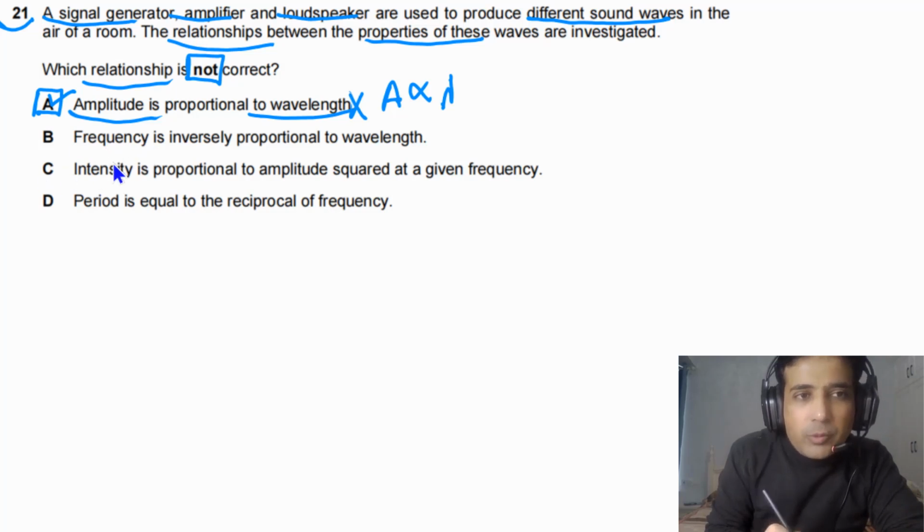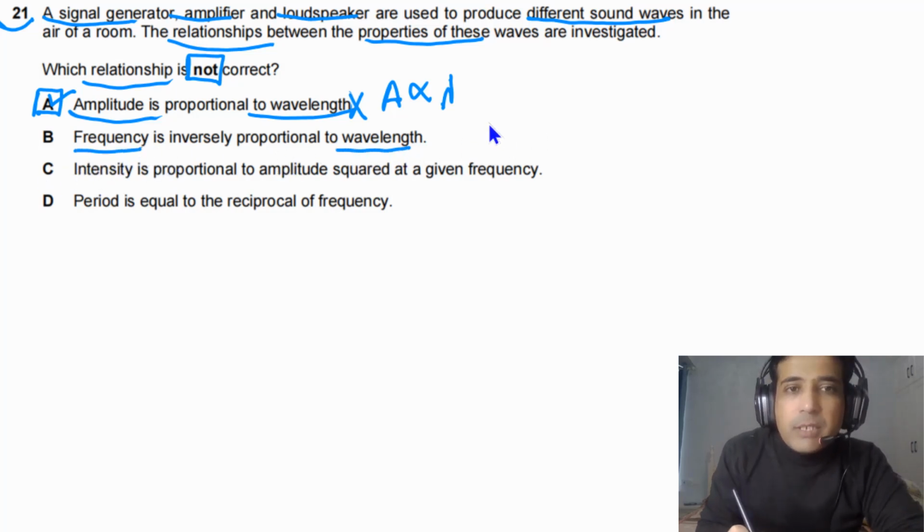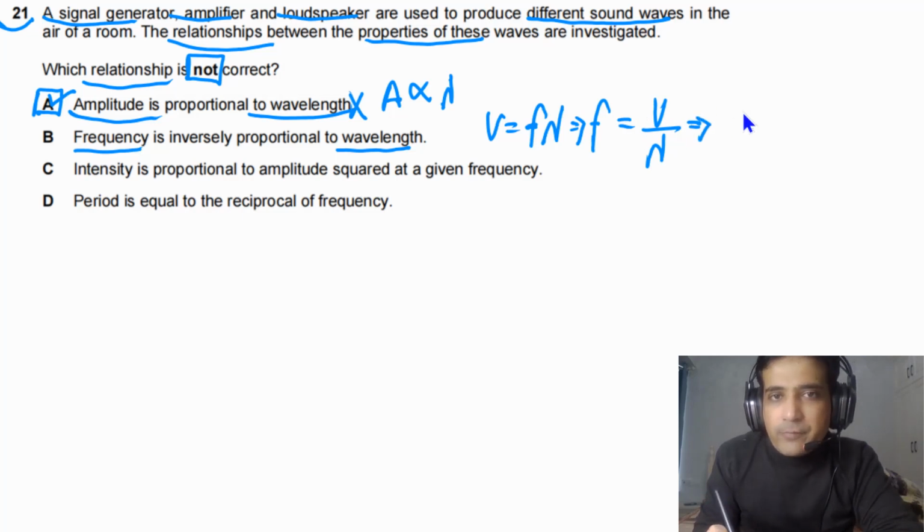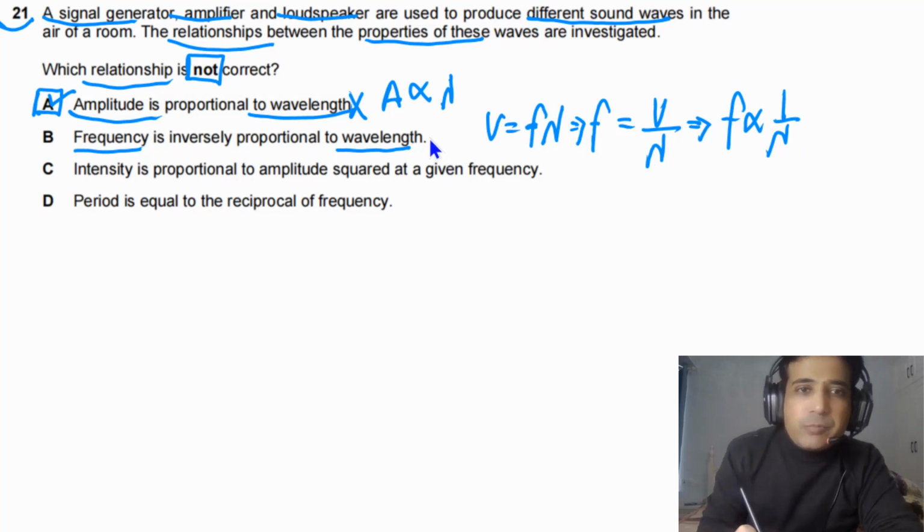If you look at option B, it is given to us frequency is inversely proportional to wavelength. So we can find out this one from the wave equation, the equation for speed of a wave. v is equal to f times lambda. And from here we can make f the subject. So we can say f equals v over lambda. So from here we can see that for constant speed of a wave, f is inversely proportional to wavelength. So it means this option is correct.